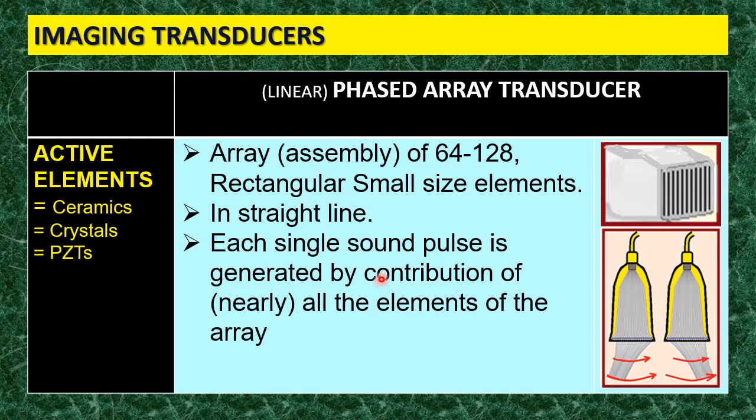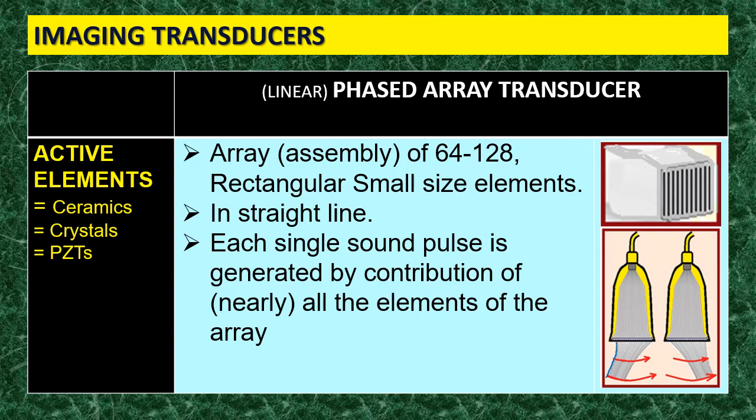Each one of these active elements acts with the others to form one group. So they are working as a team. All the active elements work as a team to form each sound pulse. So each sound pulse of this transducer is formed with the collaboration of all the active elements. So assuming that we have one sound beam here, let's take it like this one.